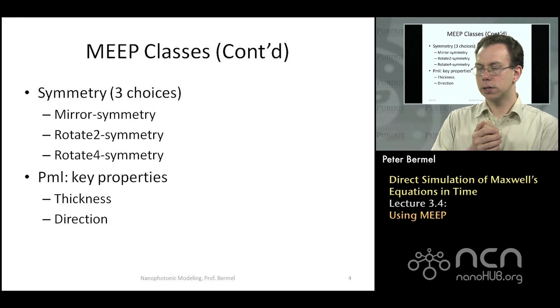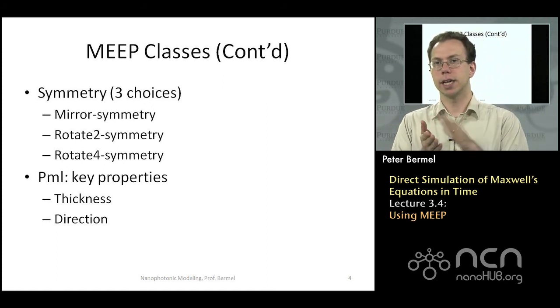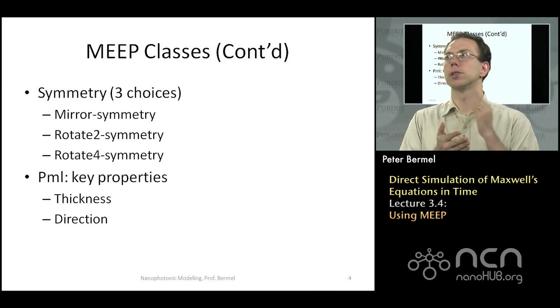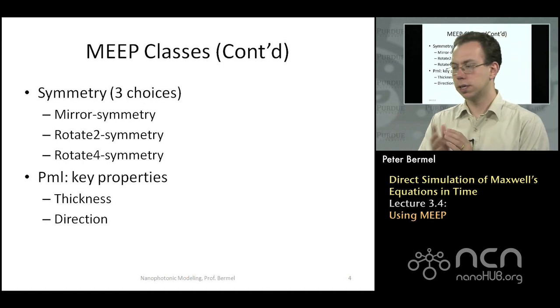And then the PML, which we talked about earlier, that's the perfectly matched layer that prevents any reflection, so it acts like a semi-infinite region. And then you can modify both the thickness and the direction of PML so that PML is only on certain faces of your computational region.